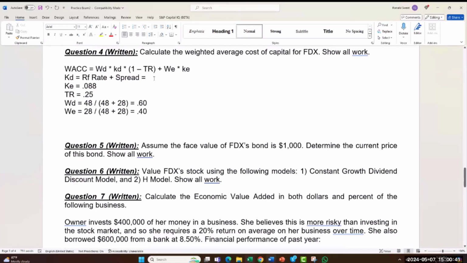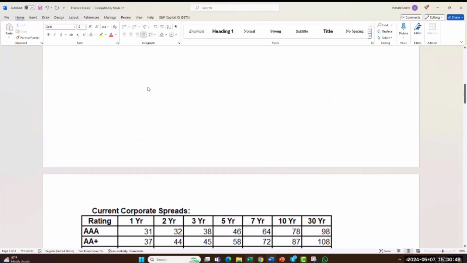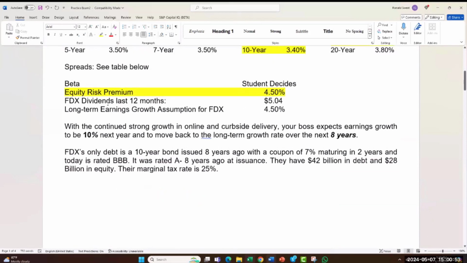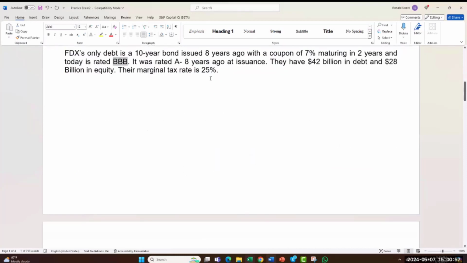And again, we're not going to type that as a percent, we're going to type it as a decimal. And our spread, so it's 2 years. We say triple B or triple B plus. I can't remember. Just triple B, no plus or minus.